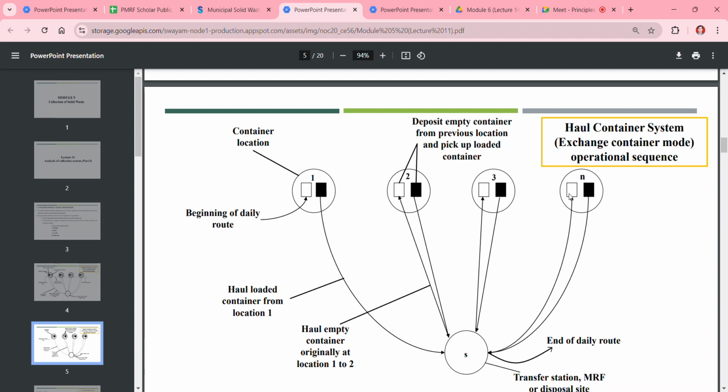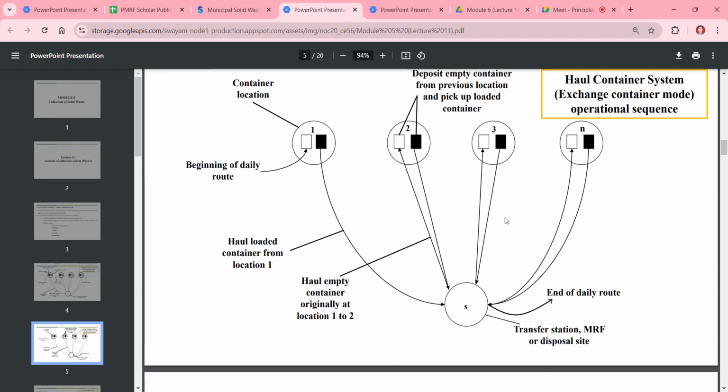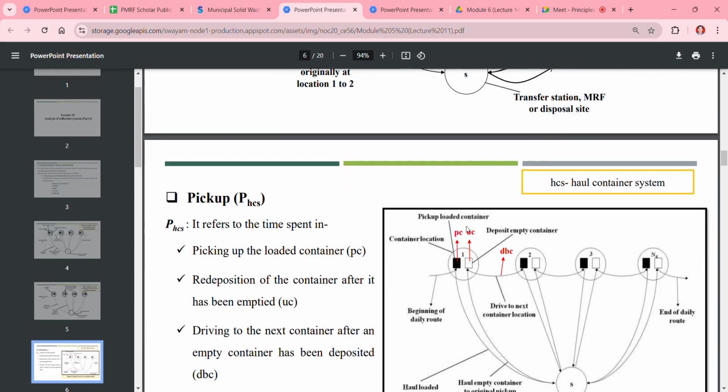In this type of exchange container mode, what is the advantage? Your travel distance will become lower as compared to your conventional mode, because you already have an empty container, so you are putting it at the site, and you are picking up the filled container from that site. So there are two types of mode in haul container system. One is conventional, and one is exchange container mode.